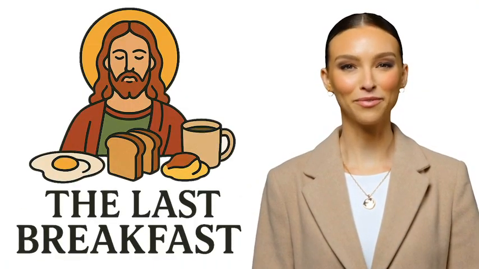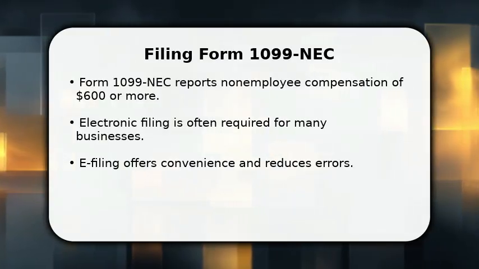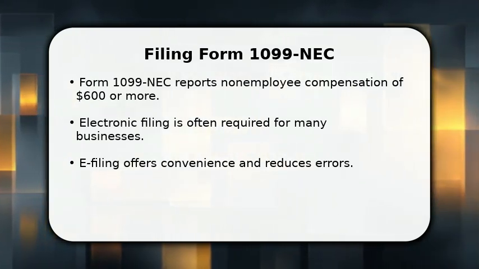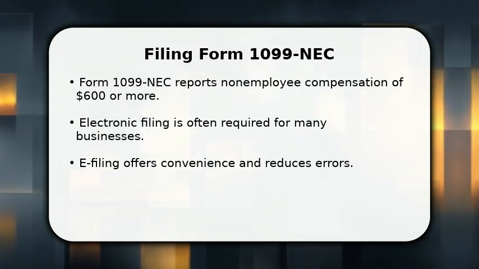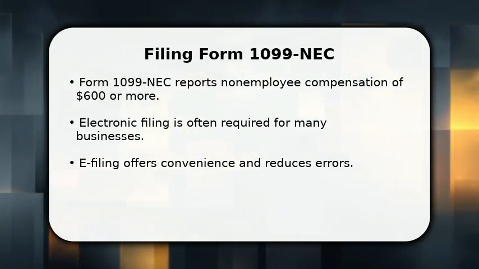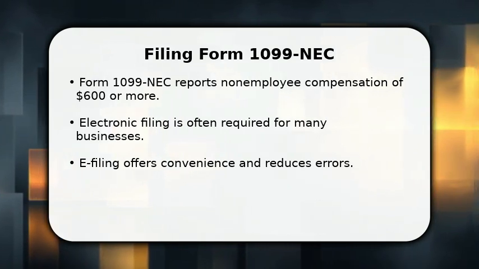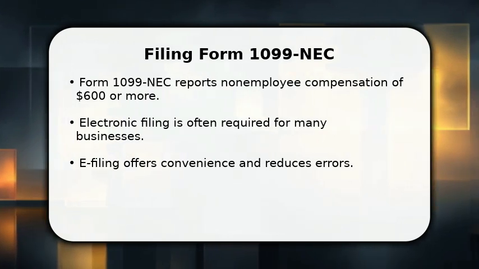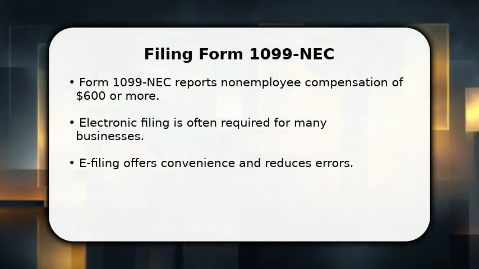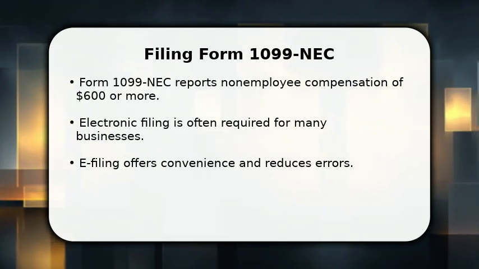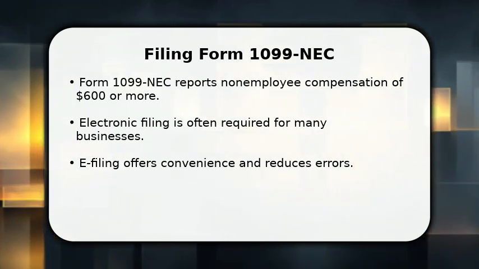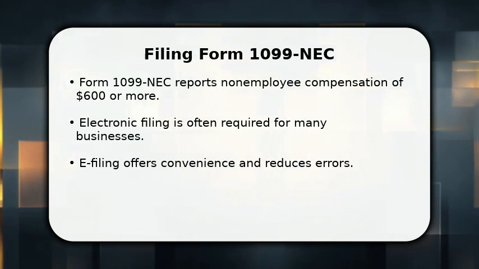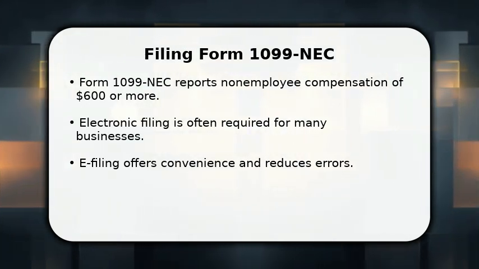In this video, I will explain how to file Form 1099 NEC electronically with the IRS. First, understand that Form 1099 NEC is used to report non-employee compensation, typically for payments of $600 or more to independent contractors. Many businesses are required to file these forms electronically, which streamlines the process and helps avoid common mistakes. Let's get started with the initial preparation steps.